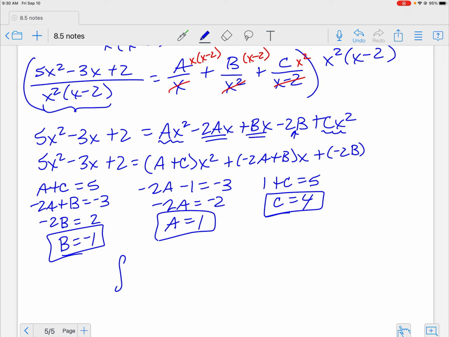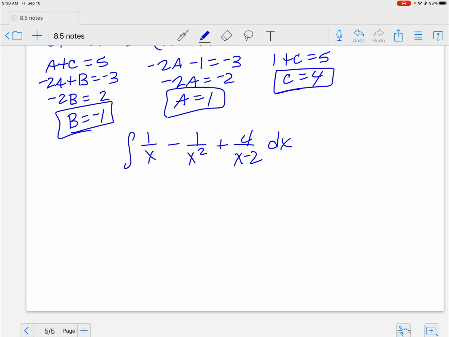Now let's integrate. I'm going to integrate 1 over x because that's A, right? A goes in, B goes in, C goes in. Minus 1 over x squared plus 4 over x minus 2. Now, this is not natural log. You get so into the natural log mode, right? Natural log everything, natural log everything. No, it's not. Natural log is 1 over x.